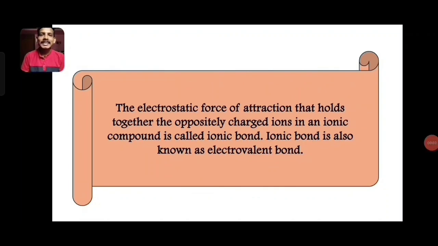So, we can give a definition of ionic bond. An ionic bond is an electrostatic force of attraction that holds together the oppositely charged ions in an ionic compound. It is also called an electrovalent bond. So this is the definition of ionic bond. The compounds formed as a result of ionic bonds are called ionic compounds.